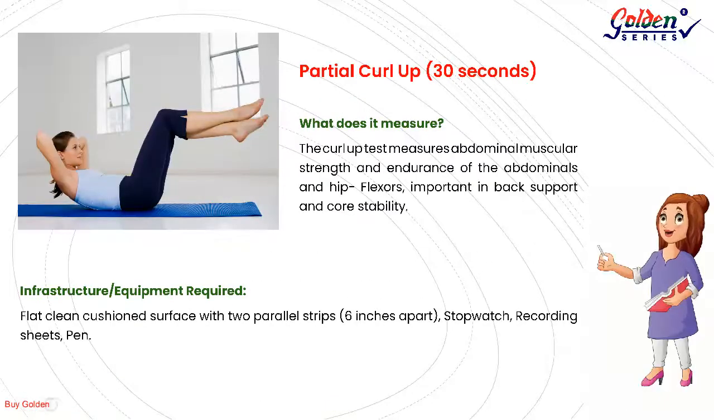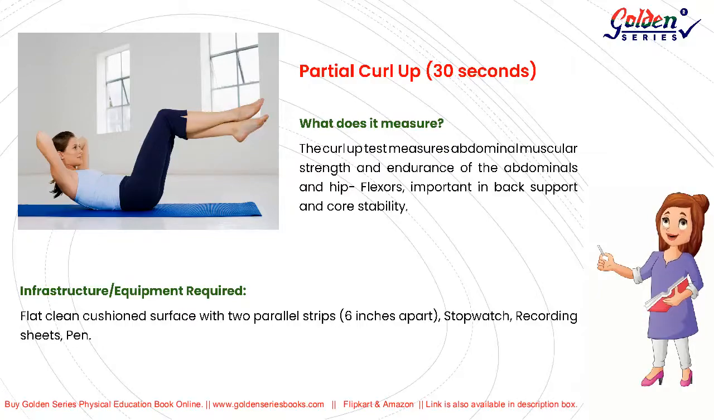Partial curl-up, 30 seconds. What does it measure? The curl-up test measures abdominal muscular strength and endurance of the abdominals and hip flexors, important in back support and core stability. Infrastructure equipment required: flat clean cushioned surface with two parallel strips, 6 inches apart, stopwatch, recording sheets, pen.